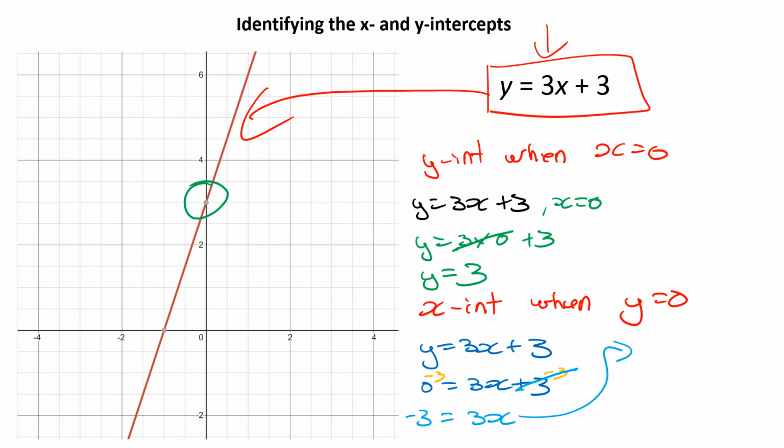Now let me actually take a step back. This operation here is multiply, so the inverse operation is going to be divide. If I divide both sides by 3, what I'm going to be left with is 3 divided by 3 is x. So x equals -3 divided by 3, which is -1. And that is what we got for our x-intercept. So you can actually calculate it both ways.